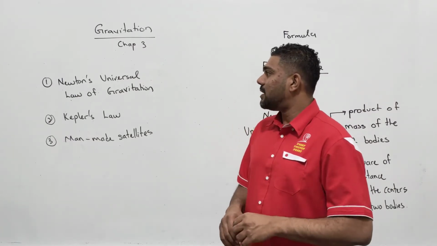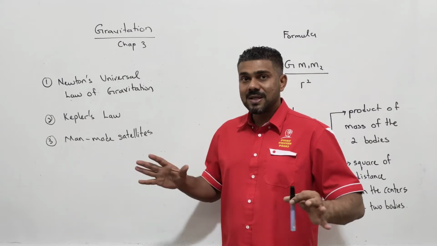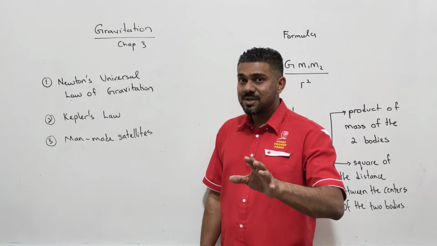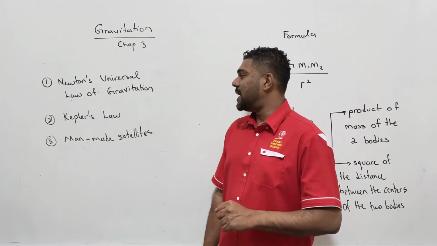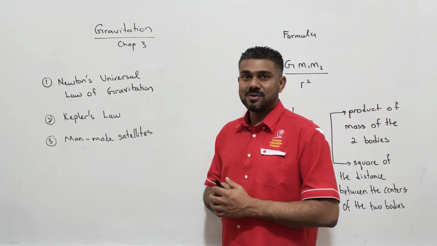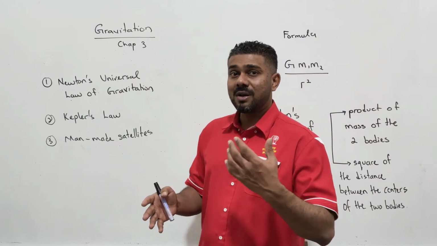Now first of all, what are the things that you're going to study in this chapter? Three things in total. You're going to study about Newton's universal law of gravitation. You're going to study about Kepler's law, there's three Kepler's laws. And you're going to study about man-made satellites, and man-made satellites is just divided into two. Now in total you'll have about 8 to 9 formulas that I'm going to derive and show you.